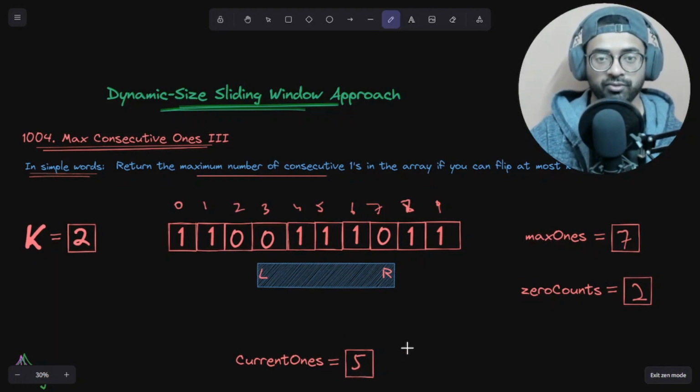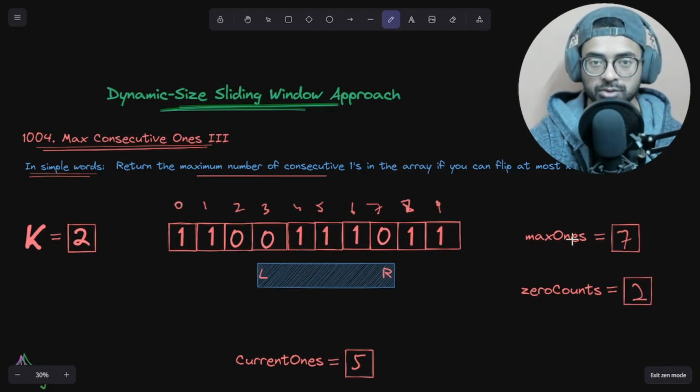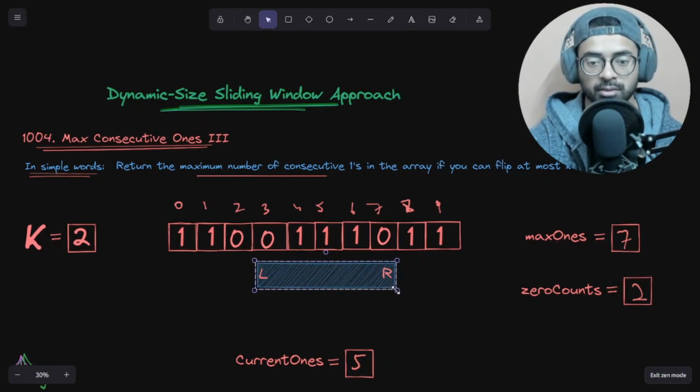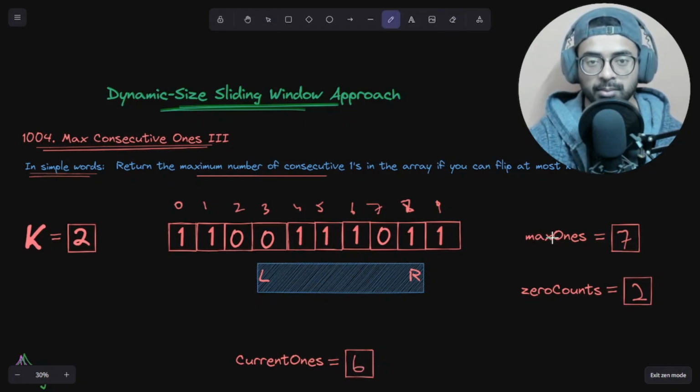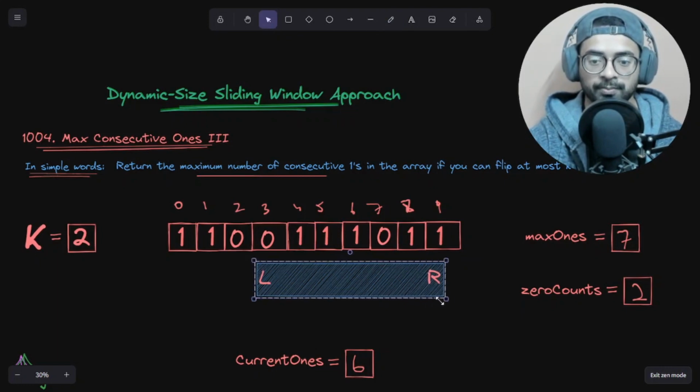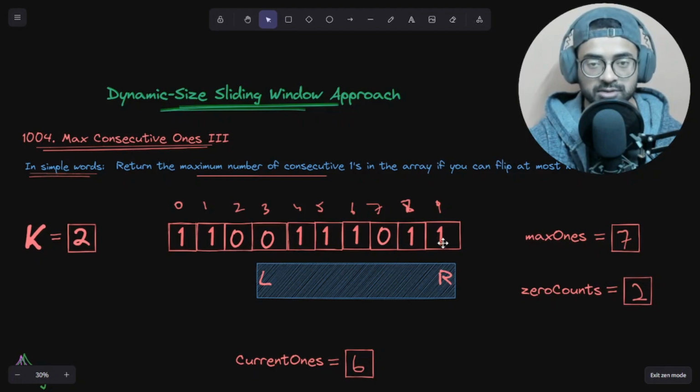So when we compare, the max one will win, so we will leave it as it is, and we are now going to expand our sliding window. Now right will move forward. Now right is pointing towards 1, so we are going to update our current ones as 6. Now we will again compare. Max one is greater, so we will again leave it and expand our window. Now finally right has reached the final one.